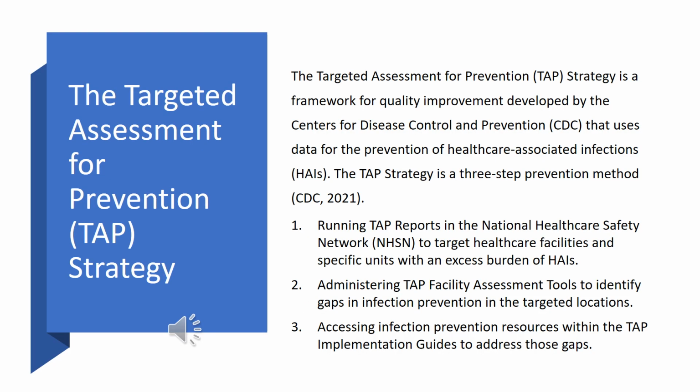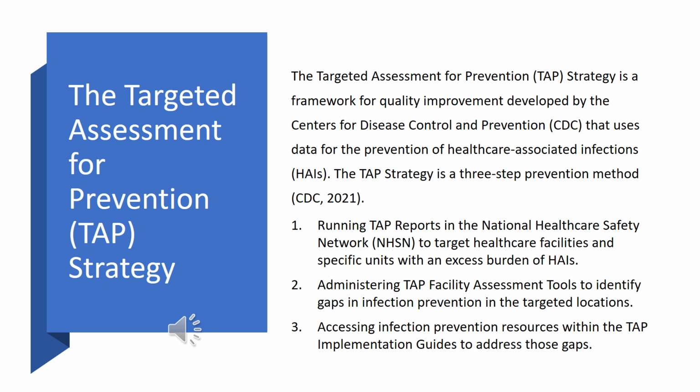The Targeted Assessment for Prevention Strategy, or TAP. The Targeted Assessment for Prevention Strategy is a framework for quality improvement developed by the Centers for Disease Control and Prevention that uses data for the prevention of healthcare-associated infections. The TAP strategy is a 3-step prevention method.